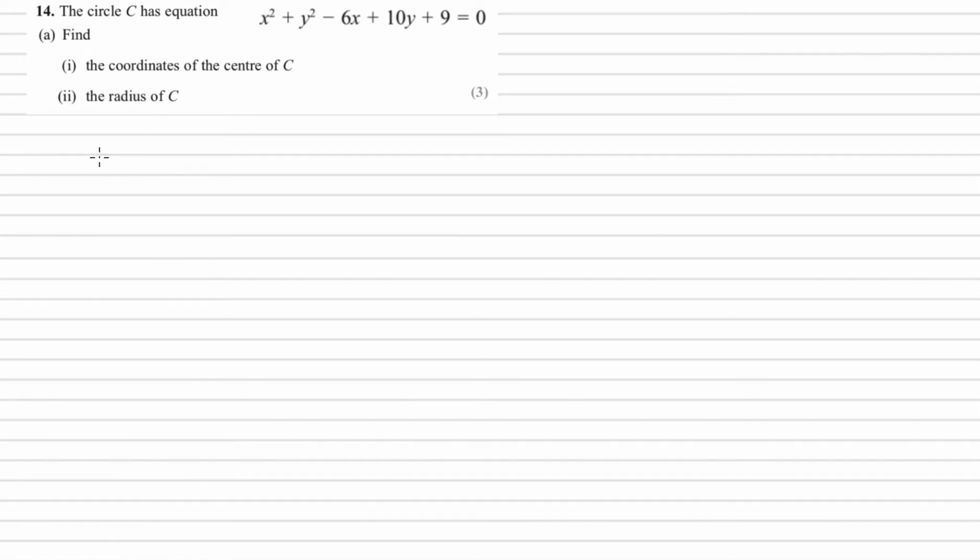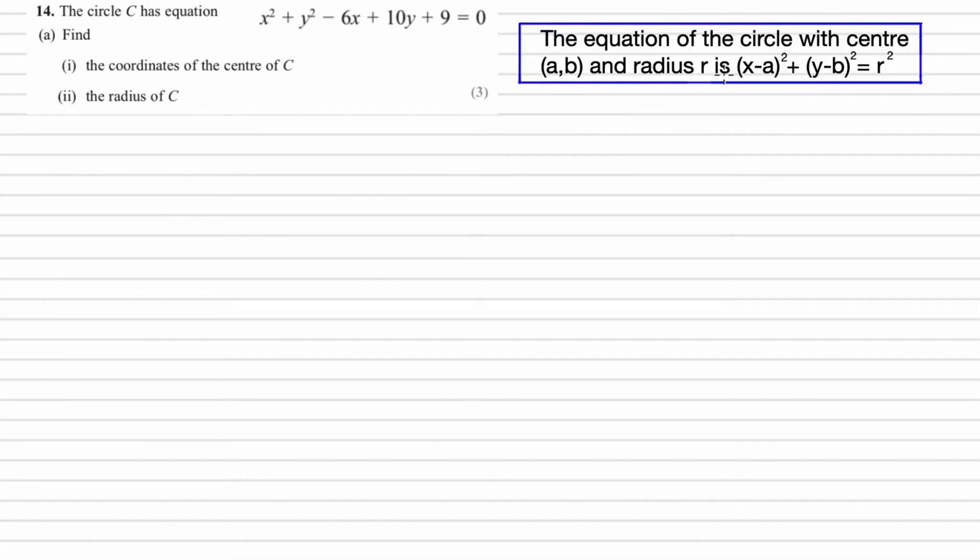Okay, so you should be familiar with finding the coordinates and the radius of a circle. I have it here. Okay, so if you can rearrange our equation to get into this form, we can simply read off the center as (a, b), and the radius as r. Okay, so that's what we're going to do for part A.